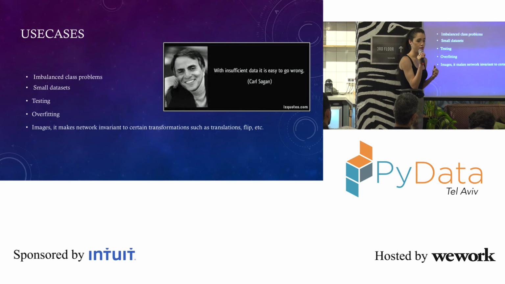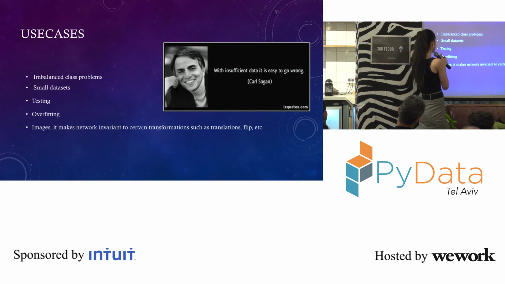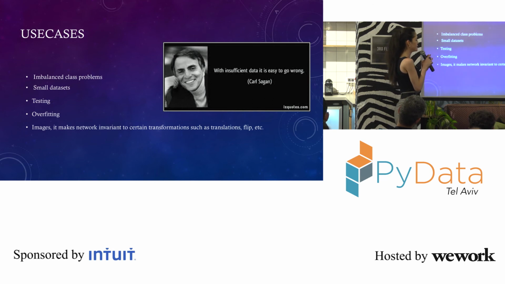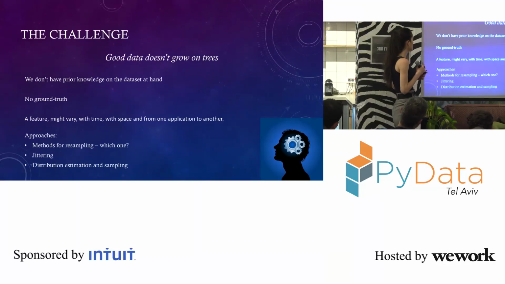What are the use cases we can use for augmentation? As I mentioned, the imbalanced class problem is the best case to use it. Other cases would be testing and validation, and the other one is overfitting. And lastly, images. It makes the network invariant to certain transformations such as translations, flips, and so on.